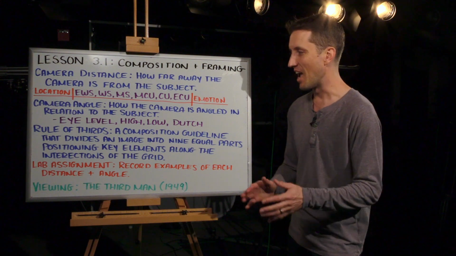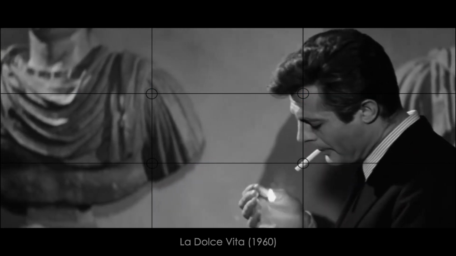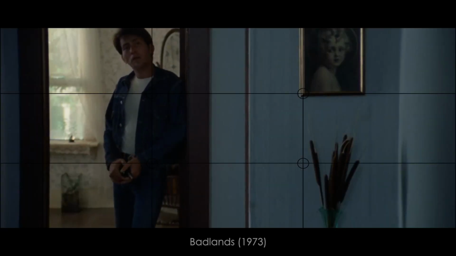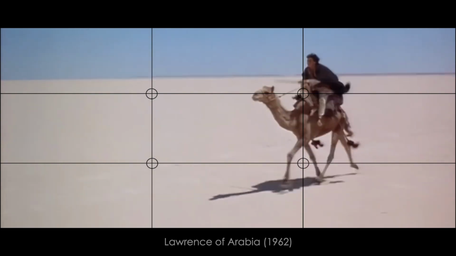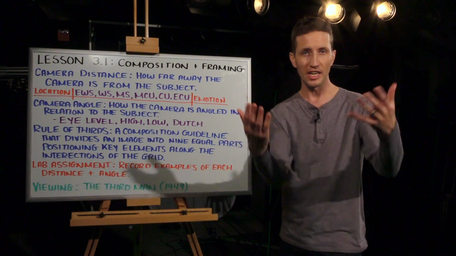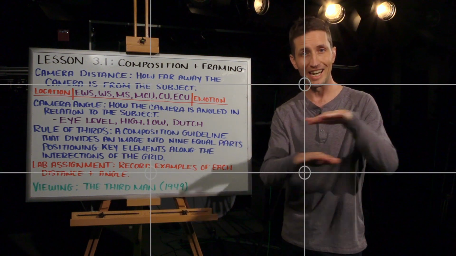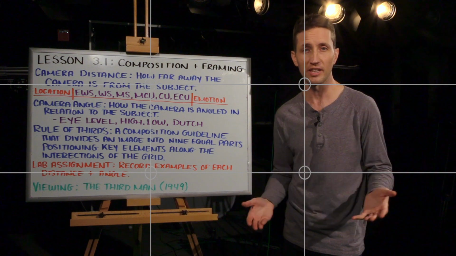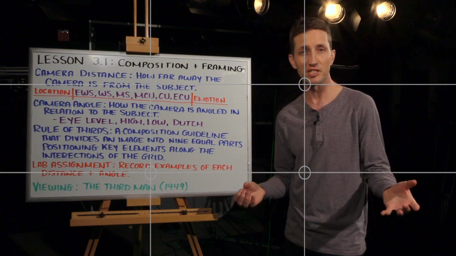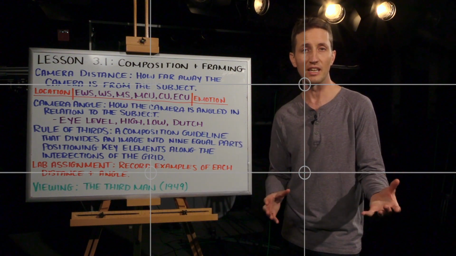Hey, there you go. And then there's the rule of thirds, a composition guideline that divides an image into 9 equal parts, positioning the key elements along the intersections of the grid. What am I talking about? Well, basically, you're looking at this frame right now. If you were to divide this frame into 9 equal parts using 4 grid lines, you would notice that all of the most interesting parts of this frame fall on the intersections of those grid lines.